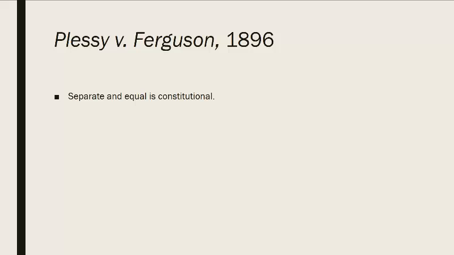They specifically tagged him to sit on a train in a car that was not designated for African Americans. And he was arrested. They ended up taking it to court, of course, and the final result was the court came down and said separate facilities, as long as they're equal, are constitutional.